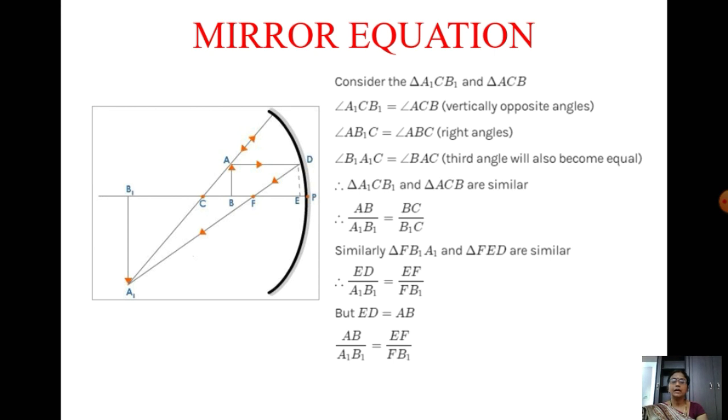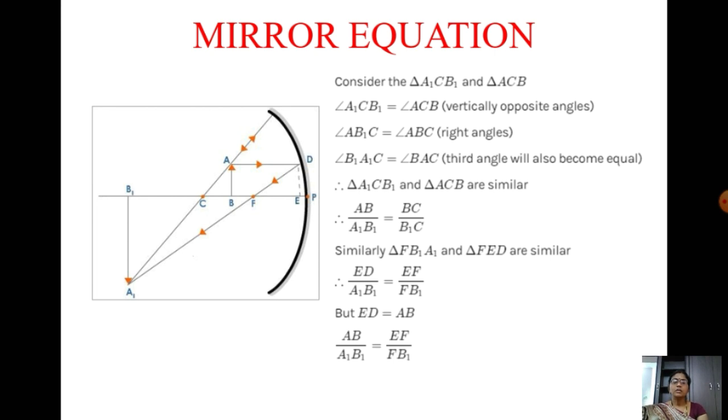From similar triangles, we can take that the ratio of the corresponding sides will be equal. So I can take AB as one side of the triangle and A1B1 as the other side of the triangle. The ratio of the corresponding sides will be equal. In that case, I can take AB by A1B1 is equal to BC by B1C.